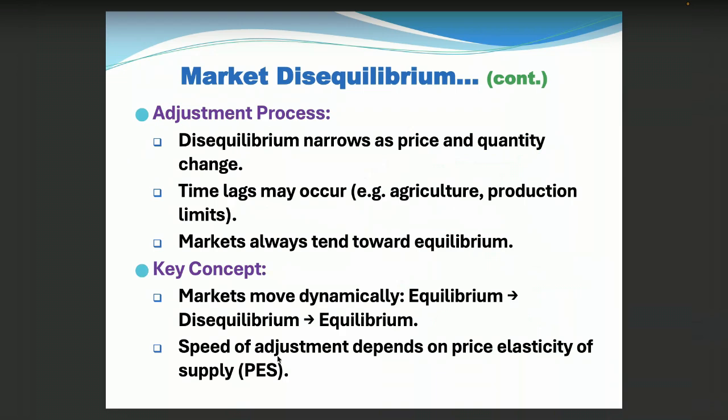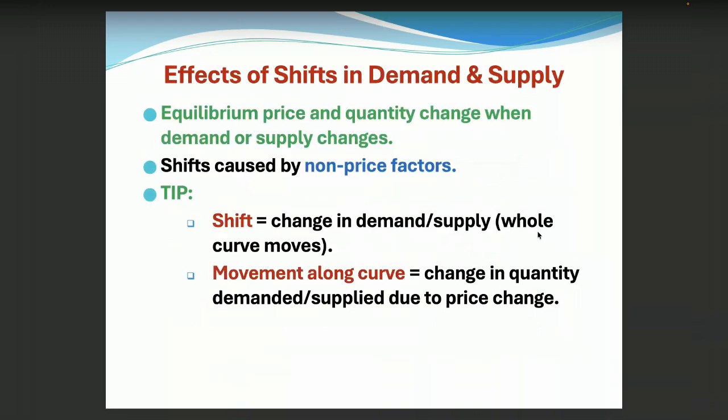So once more, speed of adjustment depends on price elasticity of supply. So the effects of shifts in demand and supply and how they will be affecting our equilibrium points. The equilibrium price and quantity change when demand and/or supply changes, and this kind of shift may be caused by non-price factors. Once more visiting that old topic, when there is a change in demand and supply, the whole curve will be shifting.